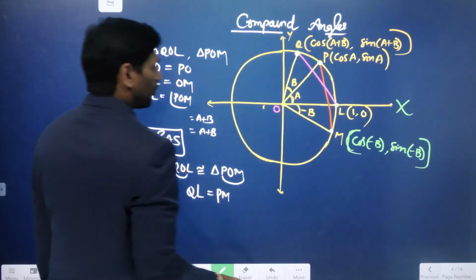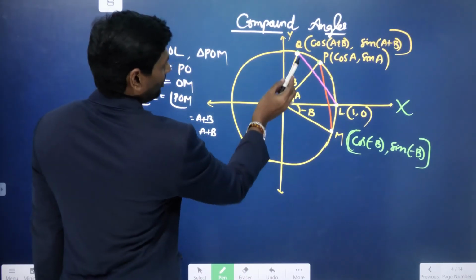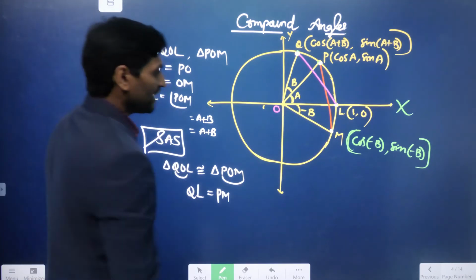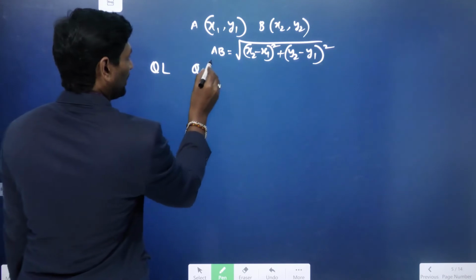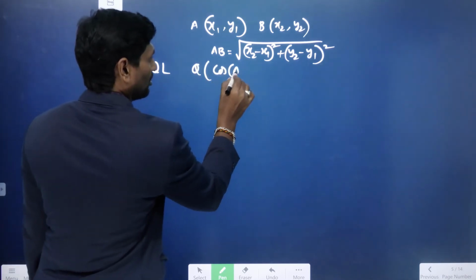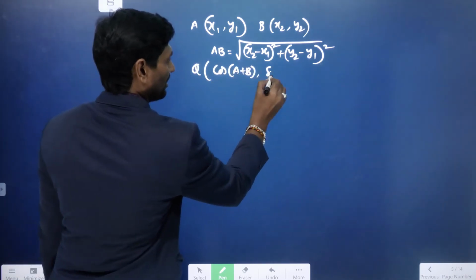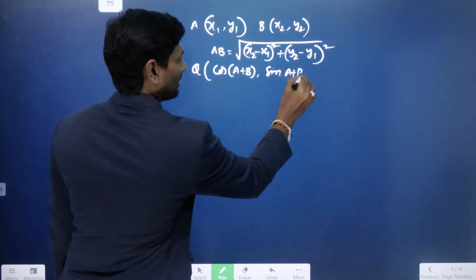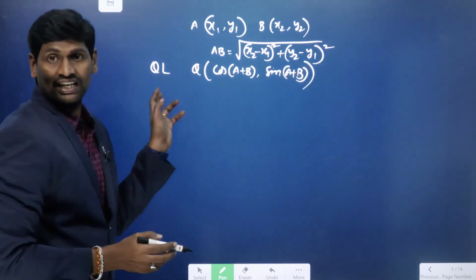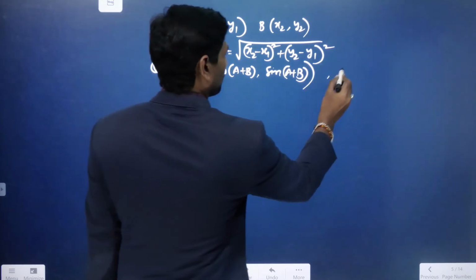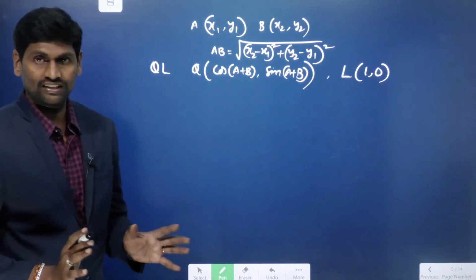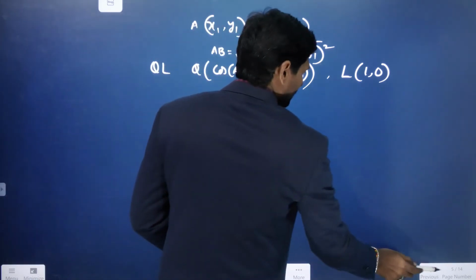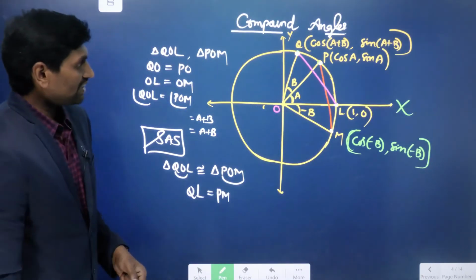Now let us see this. Accordingly, we have the points Q and L. Q means cos(A plus B), sin(A plus B). For the QL distance, the Q point is cos(A plus B), sin(A plus B), and the point L is 1, 0. Clear?